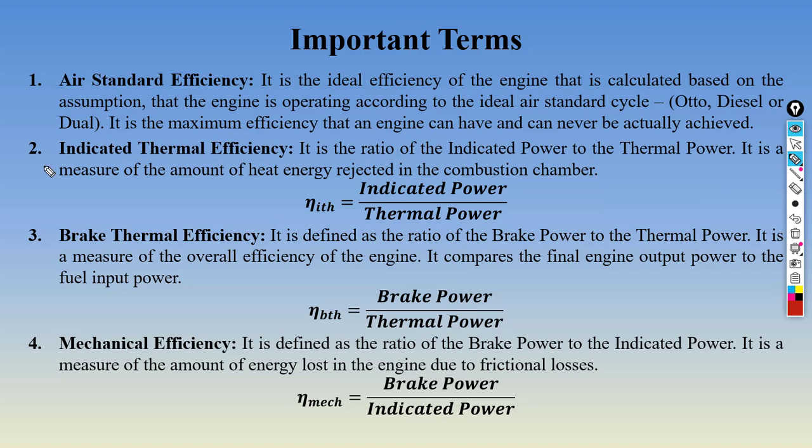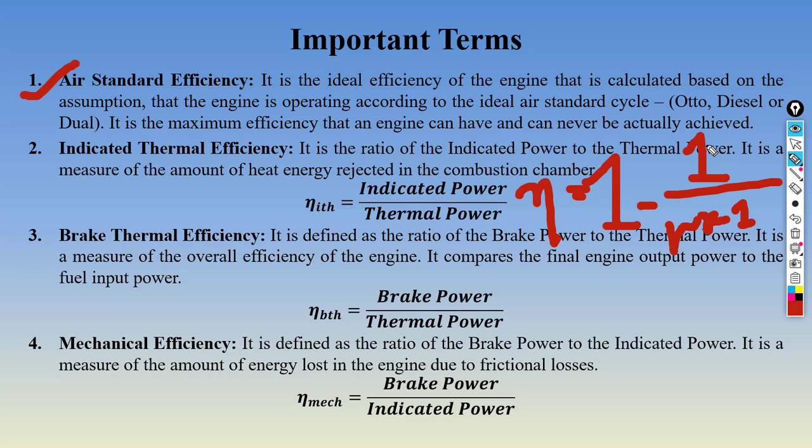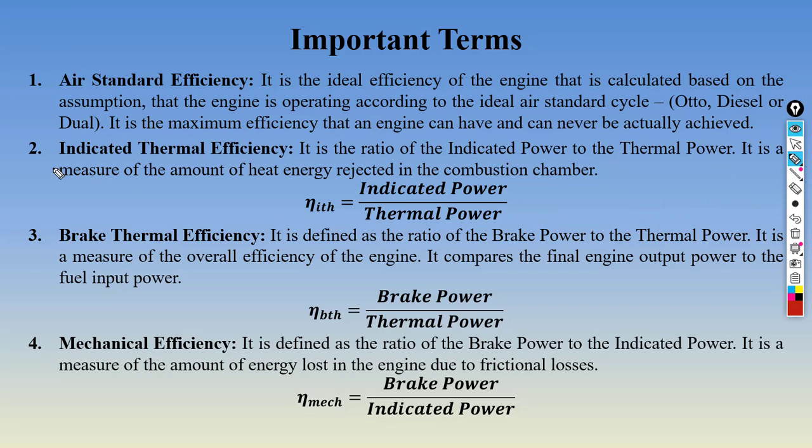Okay, so air standard efficiency is the standard efficiencies of your Otto cycle, diesel cycle, and dual cycle. Okay, you know the eta equals 1 minus 1 upon r raised to gamma minus 1, that one. Those are your air standard efficiencies. You have direct three formulas for your three air standard efficiencies. The next efficiency is what?